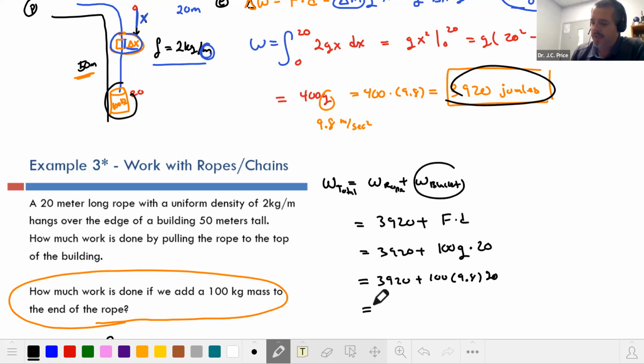And then you get your answer. Again, just use your calculator to crunch it. So 3,920 plus 100 times 9.8 times 20, not plus 20, guys, times 20. And out pops our answer: 23,520, and again, these are joules.